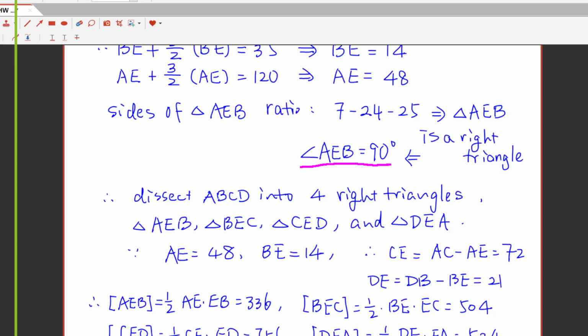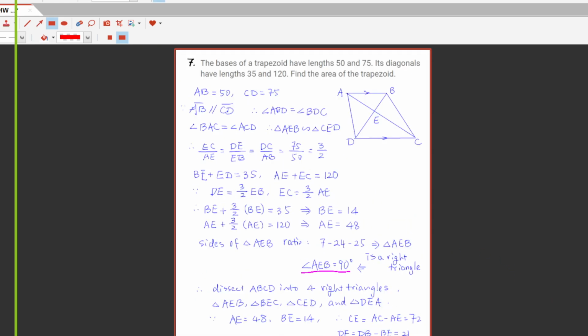Therefore, we know the area of quadrilateral ABCD, or actually trapezoid ABCD, is the sum of all these areas, right? Which gives us 2100. Okay, did you get it? Have a look at the solution here. Any questions, just let me know, okay? So the key is to prove that angle AEB is a right angle there.